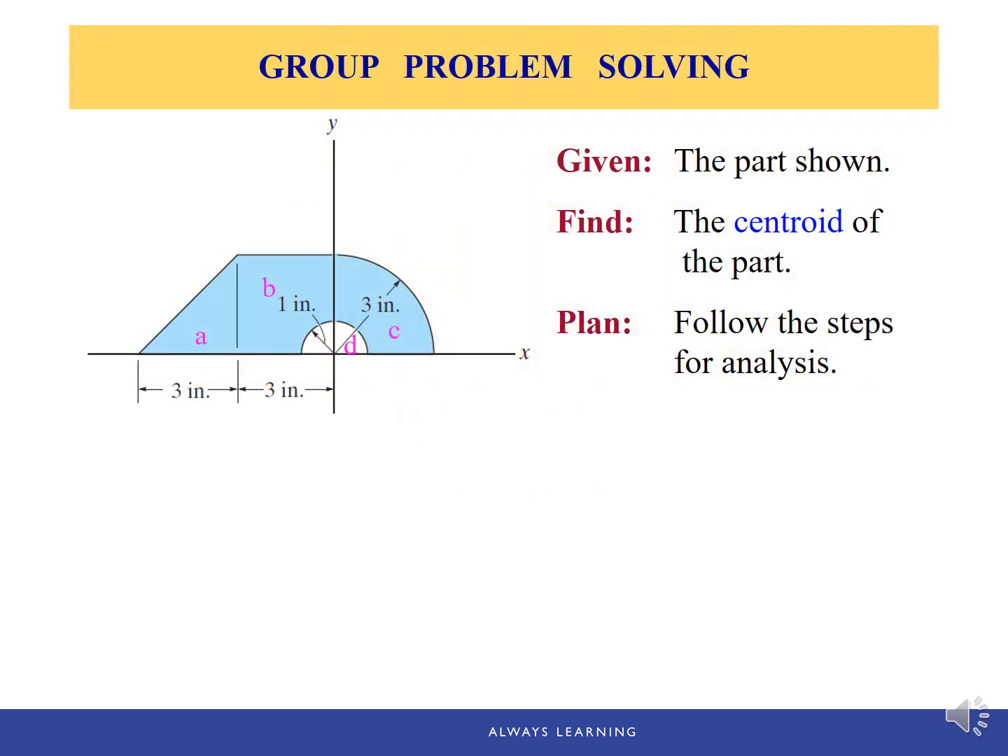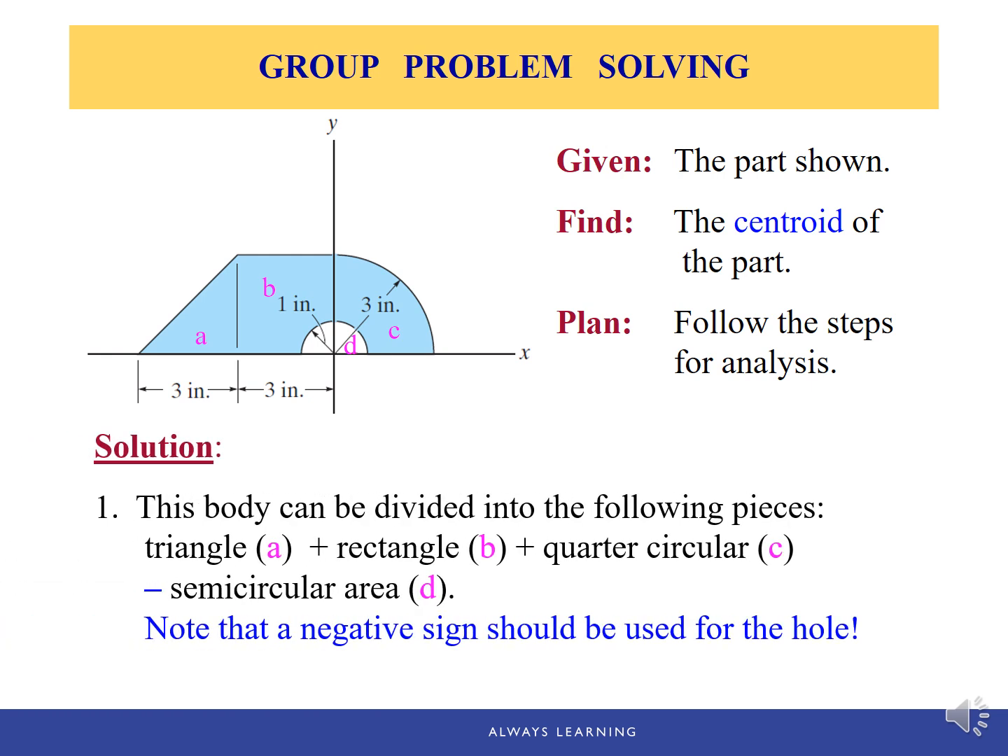Let's look at another example. For this given composite area, we are looking for the centroid of it. And those pieces or segments are already labeled. In other words, this composite area is already divided into 4 simple shapes. So we have A as a triangle, B as a rectangle, C is the quarter circular.